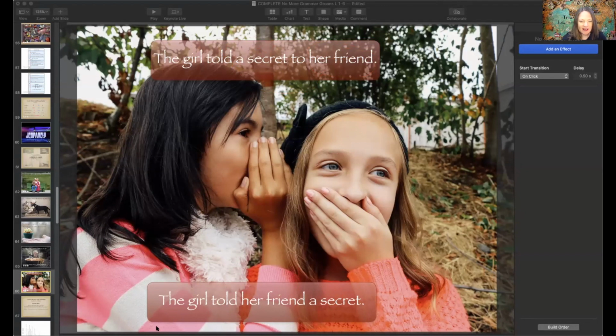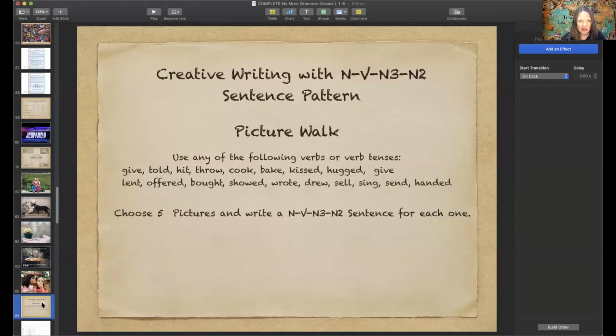For your assignment, I want you to do a picture walk. Use any of the following verbs or verb tenses. I don't want you to just pick any verb, because not every verb will work in a noun, verb, noun 3, noun 2 sentence pattern. I wrote these verbs down to make it easier for you. You may use give, told, hit, throw, cook, bake, kissed, hug, lent, offered, bought, showed, wrote, drew, sell, sing, send, handed. Those are the ones I would like you to use.